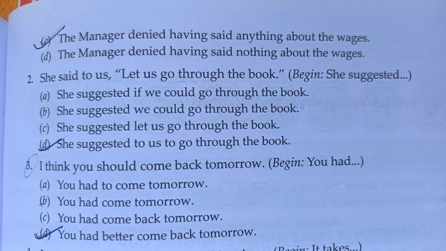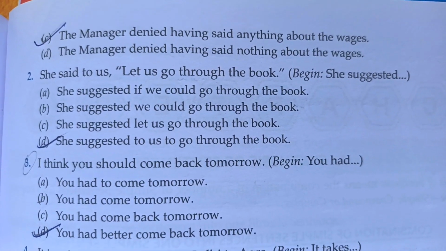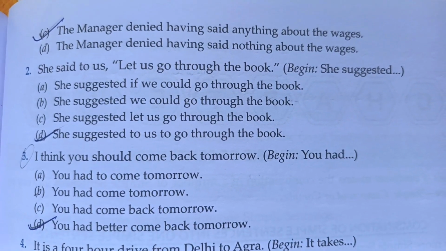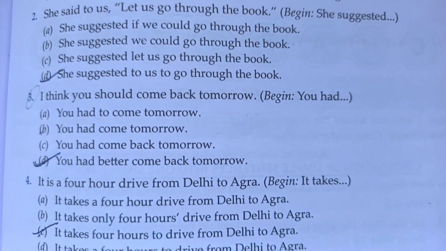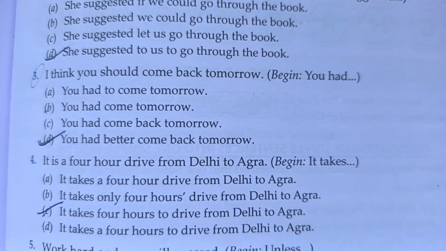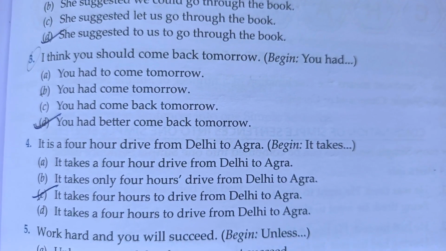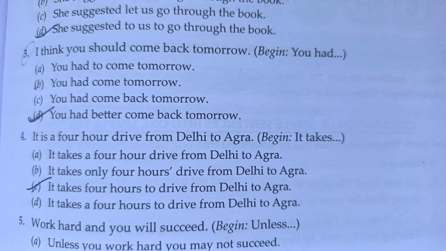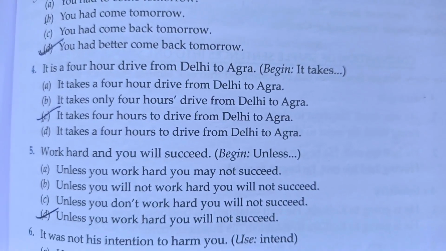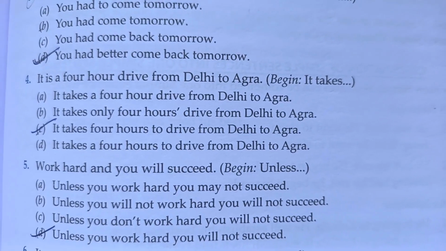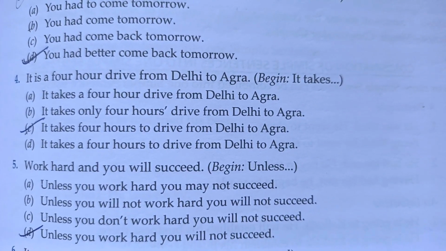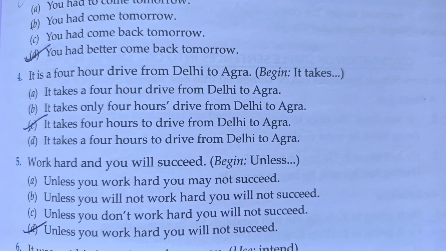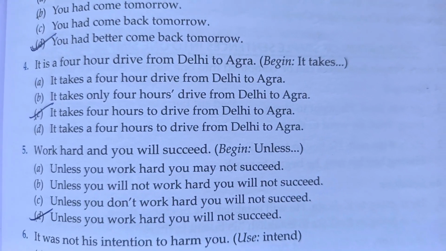She said to us, let's go through the book. So here option D is correct. She suggested to us to go through the book. Number 3, I think you should come back tomorrow. So here you have to begin with you had. So it is option D. You had better come back tomorrow. It is a 4-hour drive from Delhi to Agra. So you have to begin with it takes. So option C. It takes 4 hours to drive from Delhi to Agra.